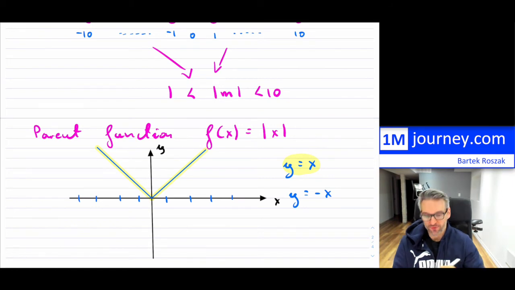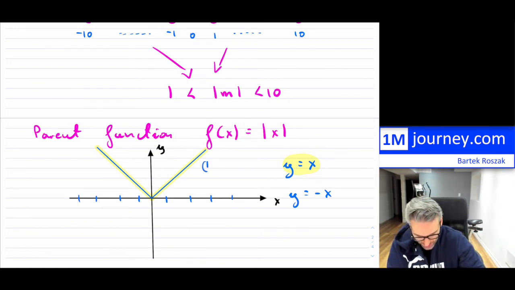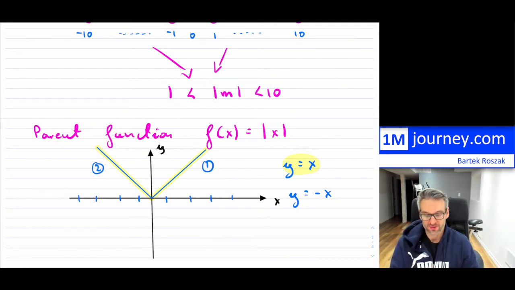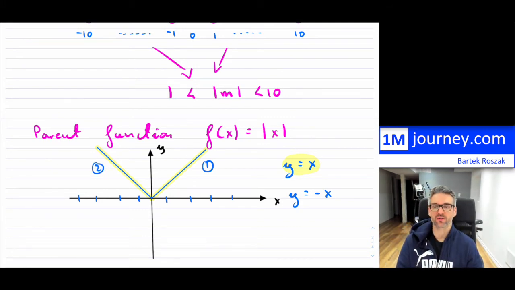So it's made up of two lines. Here's your first one, and here is your second one. All right. And so the second one is on the negative side, and then the first one is on the positive side. And that's how your parent function looks for this absolute value. So it's nothing really special in any way. That's all that it is.